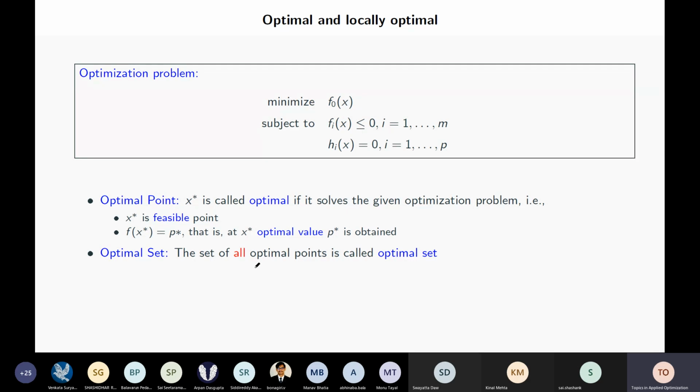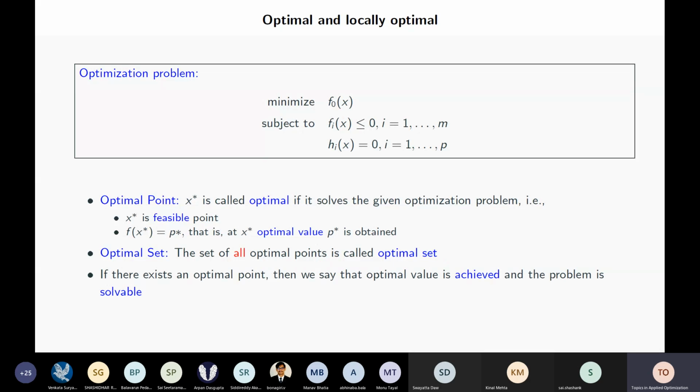The set of all optimal points is called an optimal set. It may happen that I have many optimal points, where the function achieves its minimum at many points, not just one unique point. In that case, I can collect all those points and put them in an optimal set, because sometimes the function has the same minimum value on a whole set of points on a line. In that case, the optimal set will be that line. So the set of all optimal points is called the optimal set.